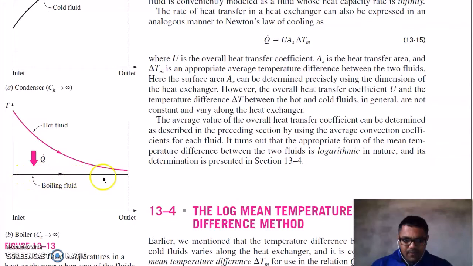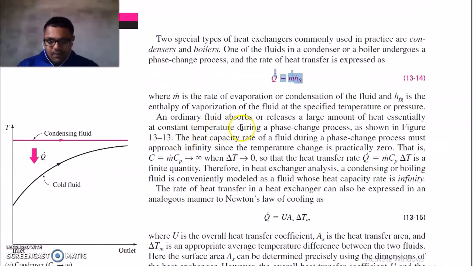Second is during boiling. So this is a hot fluid which is transferring heat to the fluid. It is boiling, meaning its phase is changing, but its temperature won't change. An ordinary fluid absorbs or releases a large amount of heat essentially at constant temperature during a phase change process, as shown in the figure. The heat capacity rate of a fluid during a phase change process must approach infinity since the temperature change is practically zero.